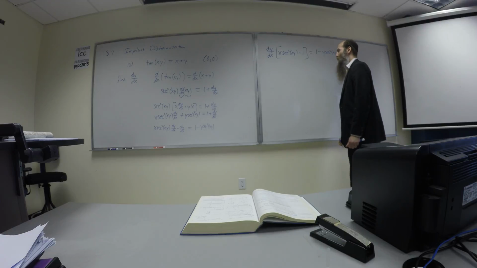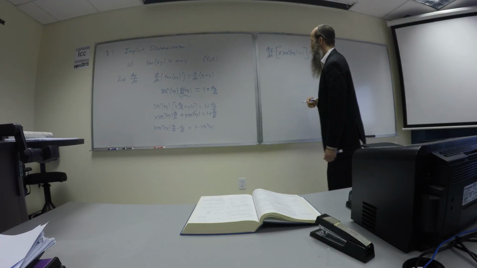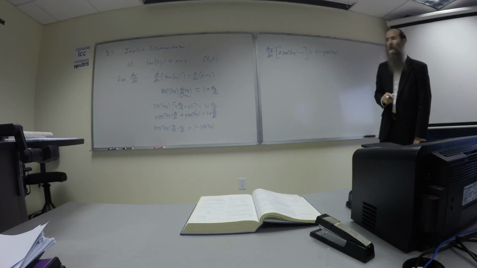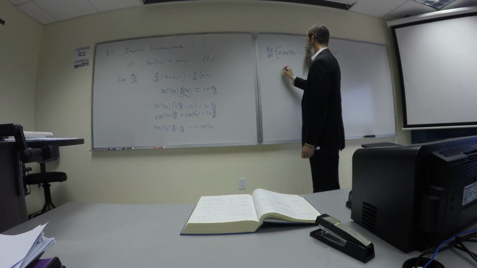Alright, then now just divide. Remember, this is a product there, right? So you divide off by your x secant squared xy minus 1. So now we finally have dy/dx.